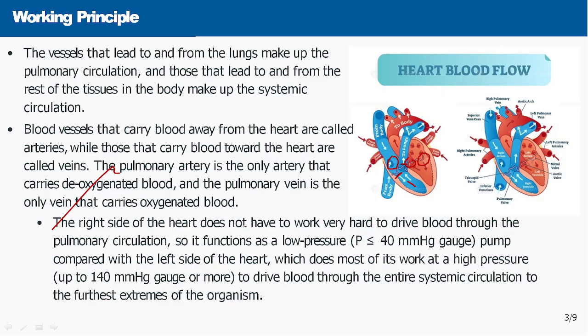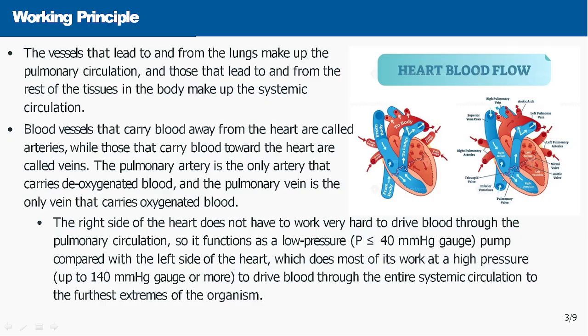So the right side of the heart does not work hard to drive the blood through the pulmonary circulation, and basically the pressure is low. It is around 40 millimeter mercury gauge, compared to the left side, where the ventricle is pumping more blood to longer distances. So it is 140 mmHg to drive the blood through the entire systemic circulation. So this is the difference. You can mark why there is a difference in blood pressure.